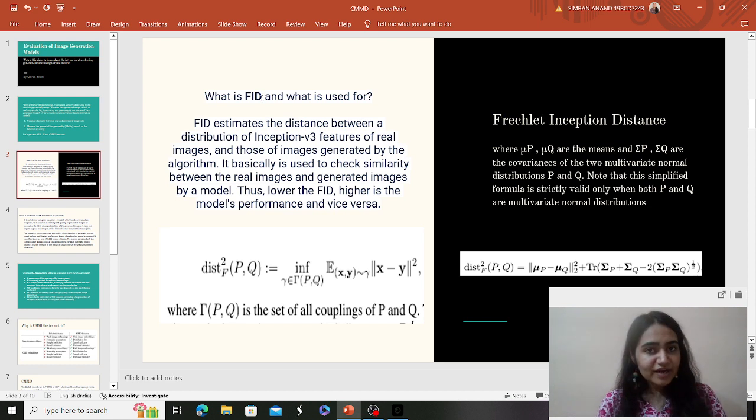Also, it's not just FID, but also the CMMD, which I'll be talking about. These scores should always be less. So when you have these distance metrics as lower values, the better your model's performance.